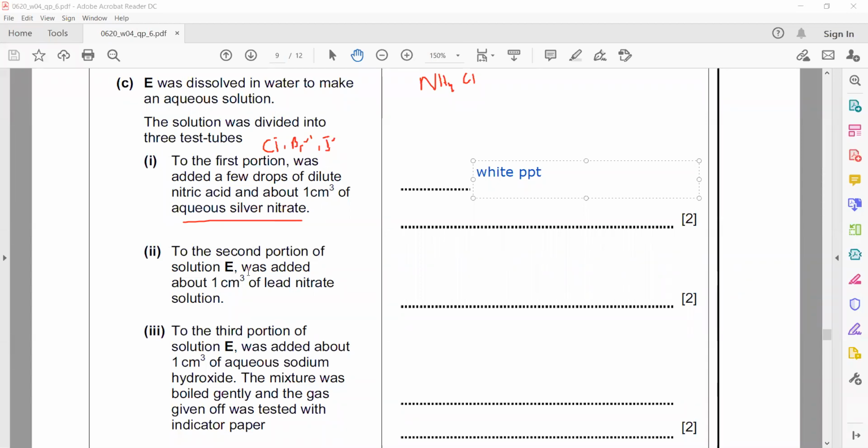To the second portion of the solution was added lead nitrate. Lead nitrate is also a test for halide ions, chloride, bromide or iodide, because we can use silver nitrate or lead nitrate to test these halide ions. What will be the observation again? This will also give a white precipitate.